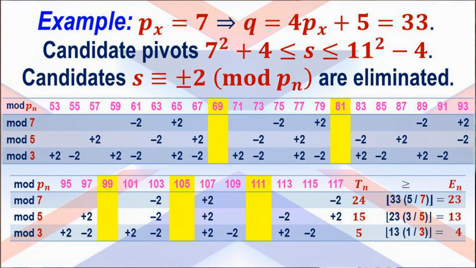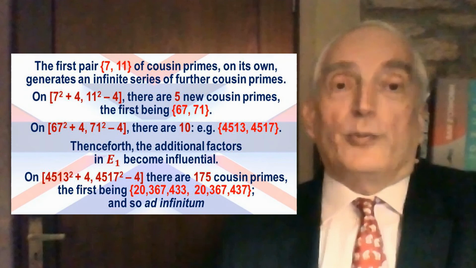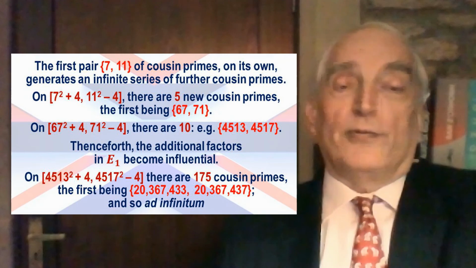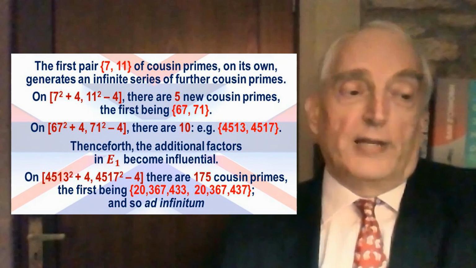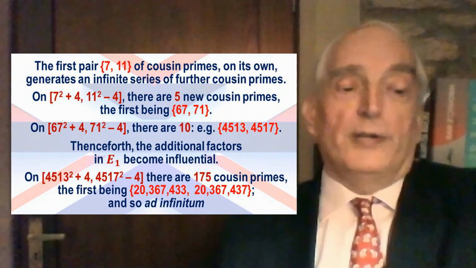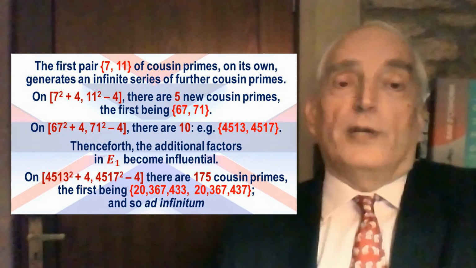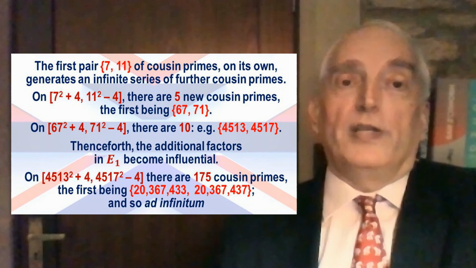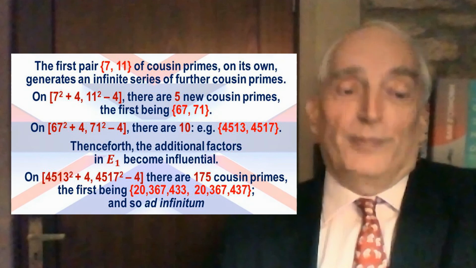And sure enough, where we would predict that there would be at least 4 survivors, that's E1 after all these sifting stages, there turn out actually in this instance to be 5. So once again it has worked. And once again, as with the twin primes, the first pair of cousin primes, 7 and 11, on its own generates an infinite series of further cousin primes, each new set of cousin primes occurring between the squares of the previous pair of cousin primes.